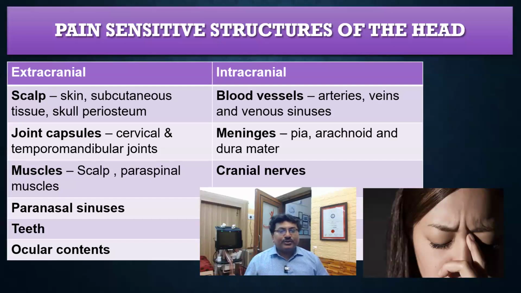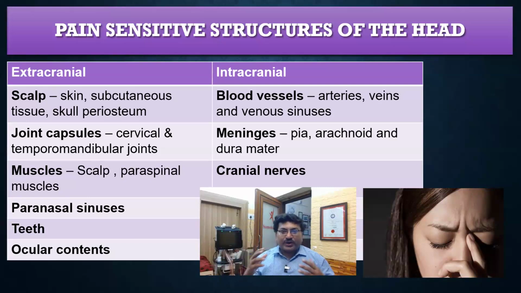But before going to headache proper, let us see what are the structures in the head that are sensitive to pain. There are some extracranial structures, and there are some intracranial structures. Among the extracranial structures, we have the scalp, which is definitely pain sensitive. We have the skin, subcutaneous tissue, scalp, and periosteum. They all have pain sensitivity, so any disease affecting these areas can cause pain and headache.